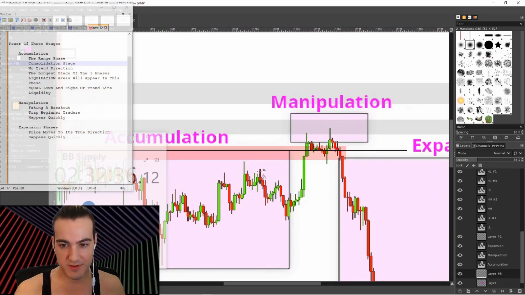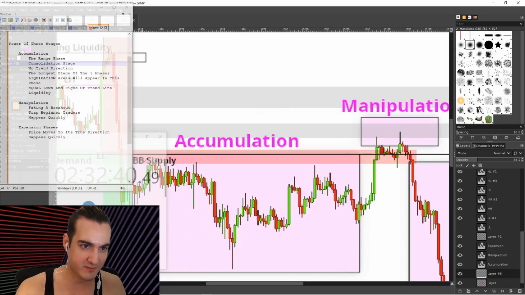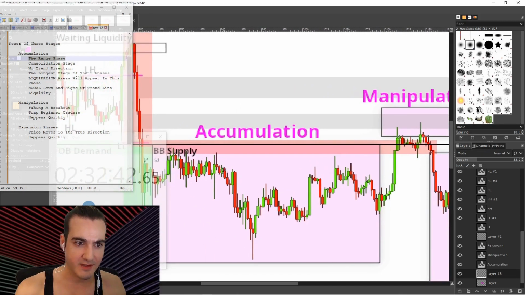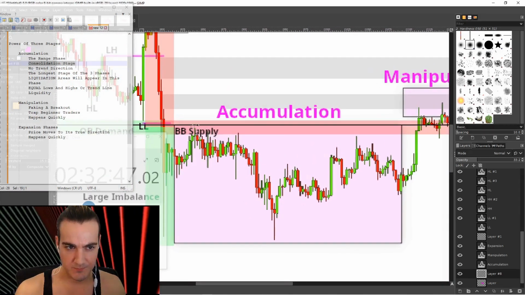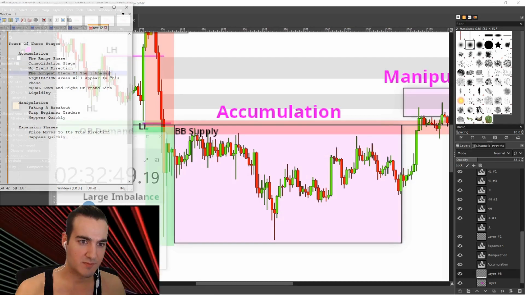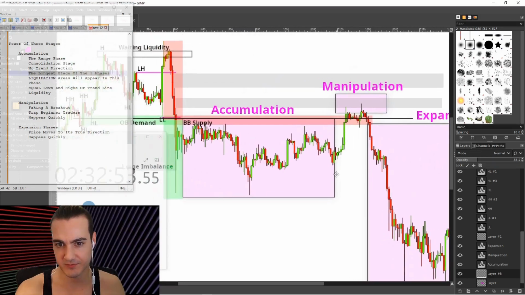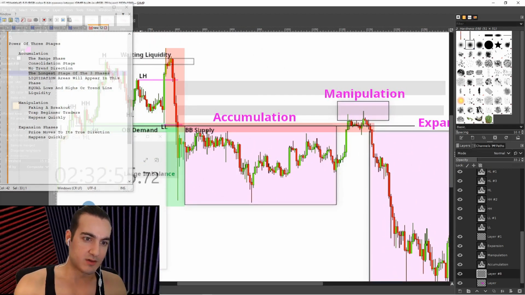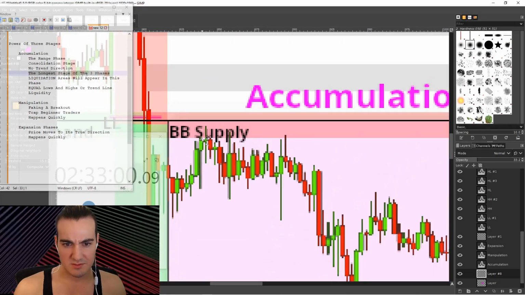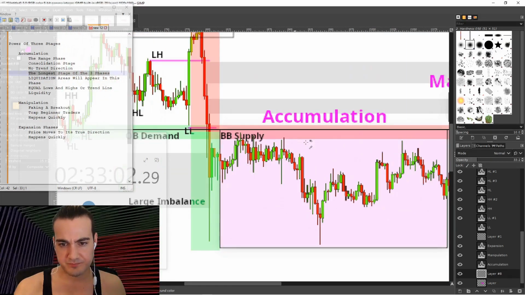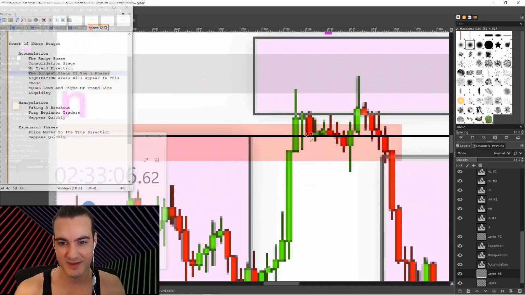The manipulation phase. Actually, let's go through the traits of the accumulation first. It's called the ranging phase. The consolidation stage. There's no clear trend direction. The longest of the three phases, as you can see, that's true. Liquidation areas will appear in this phase. So all of this volume, you know, it's juicy.